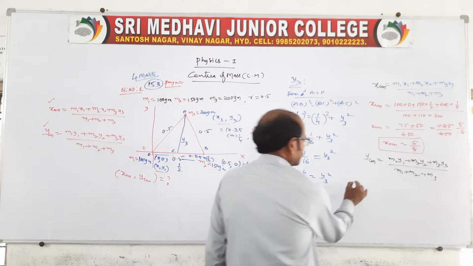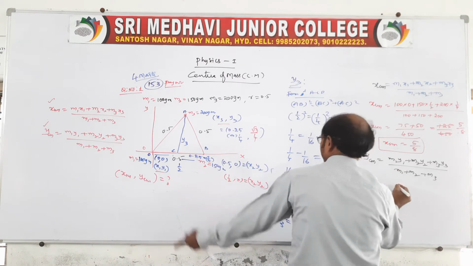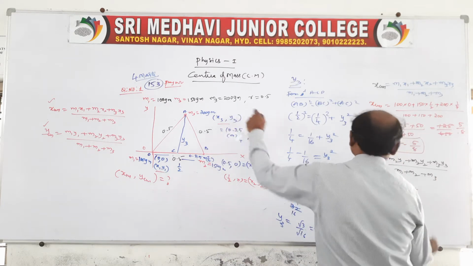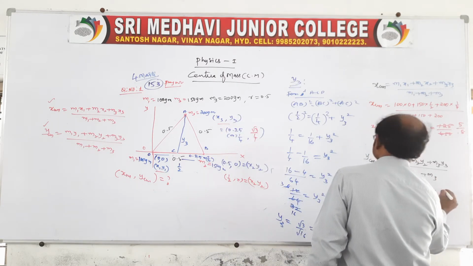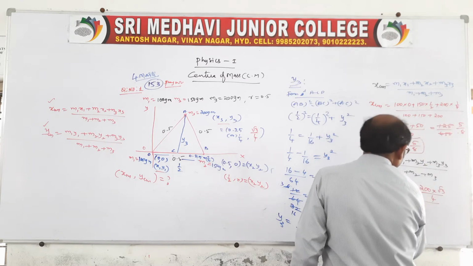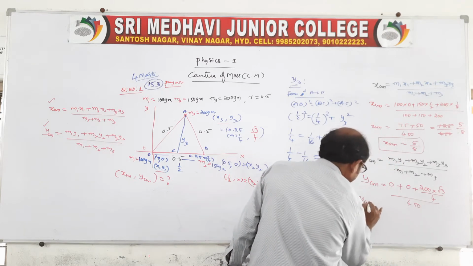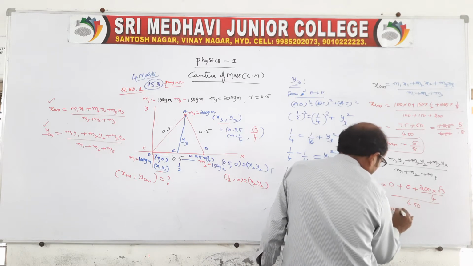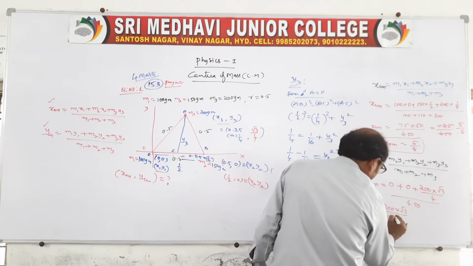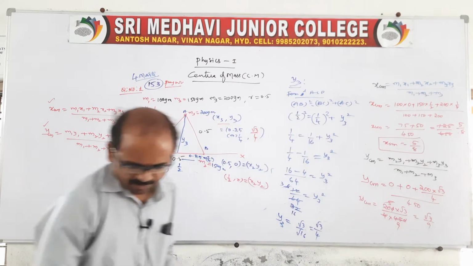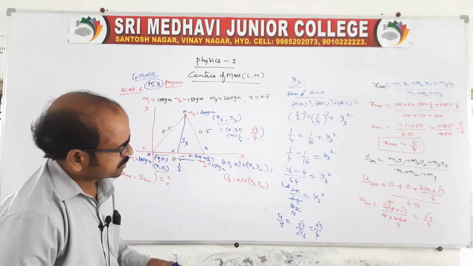What about YCM? Here m1, y1 is 0, directly you write 0. y2 is also 0, you write 0. m3 is 200, and y3 is given as root 3 by 4, divided by 100 plus 150 plus 200, so directly you write 450. So YCM is equal to 200 into root 3 by 4, divided by 450. You cancel the 0s, 4 ones are 4, 5 ones are 5, 5 nines are 45. So root 3 by 9. So XCM and YCM we know, and YCM is root 3 by 9.